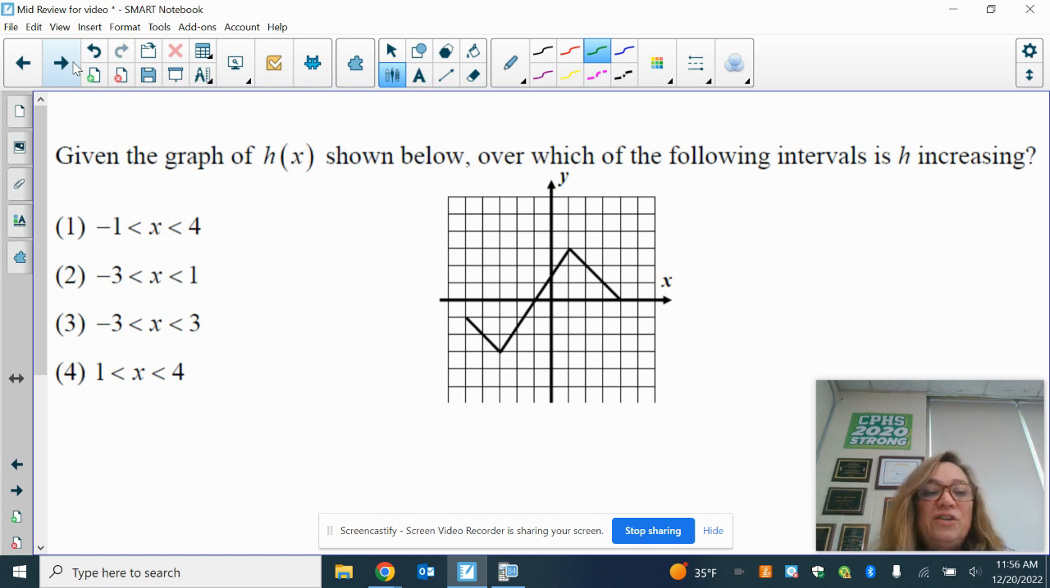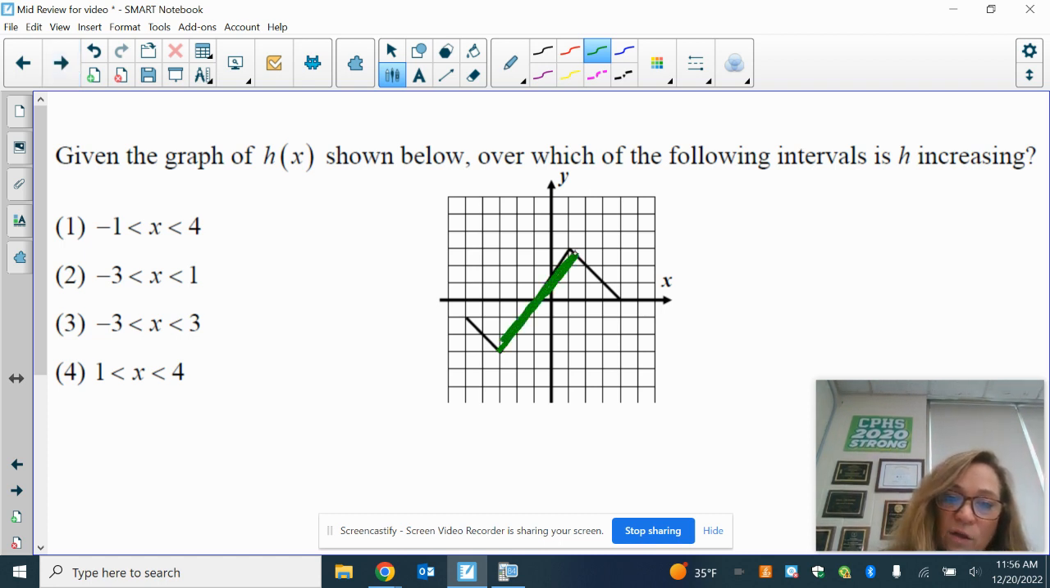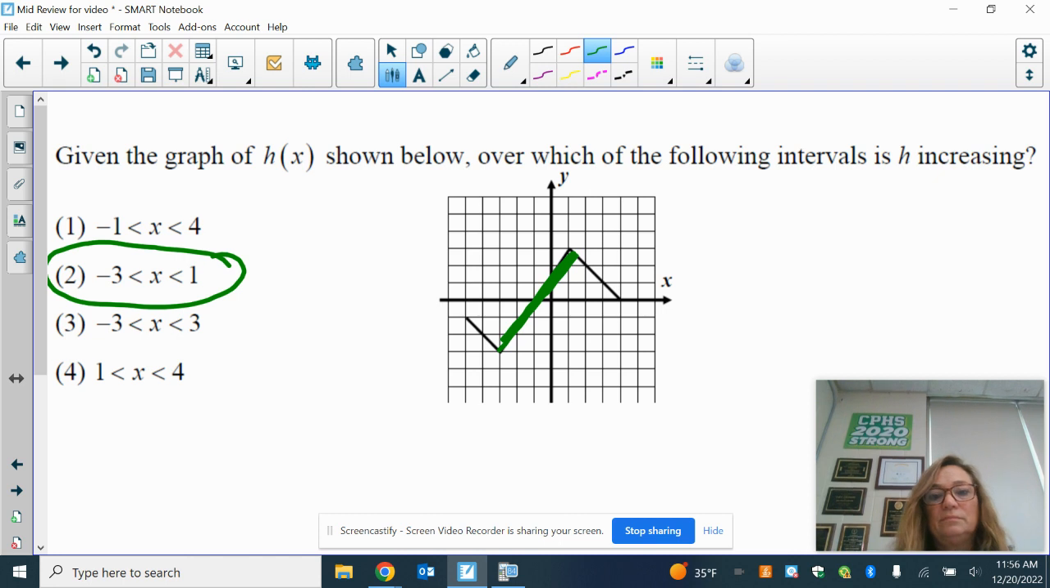Given the graph h of x shown below, which of the following intervals shows when h is increasing? So basically, something along that piece, because increasing is going up. From -1 to 4, no. From -3 to 1, yes. You have to know increasing, you have to know decreasing, you have to know stays the same. So it's basically increasing, decreasing, stays the same.